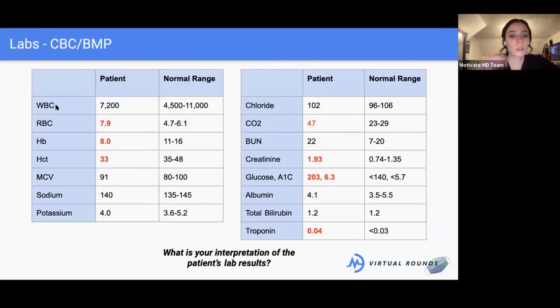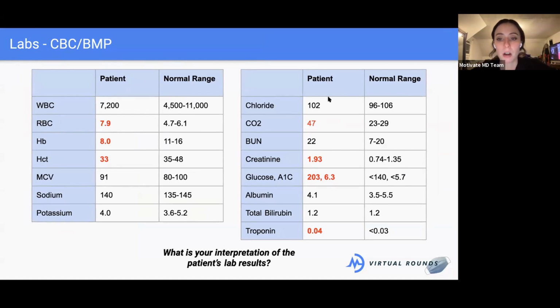All right, lab values. In this column on the left, you'll see what the patient's values are versus the normal range on the right. The ones I highlighted in red are the ones that were abnormal. We see his red blood cell count was 7.9, which is higher than normal. His hemoglobin was 8, which is a little lower. Hematocrit was 33, also low. Hemoglobin and hematocrit go hand in hand, so if one's low, the other can be low.